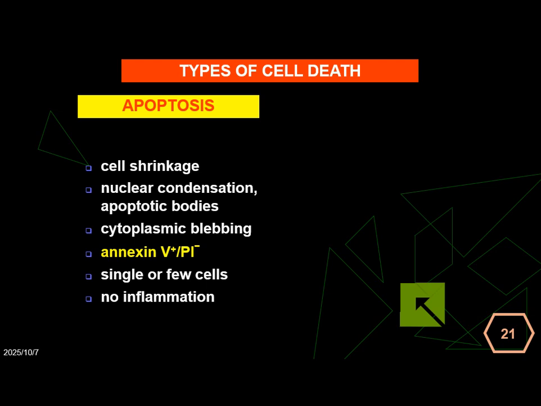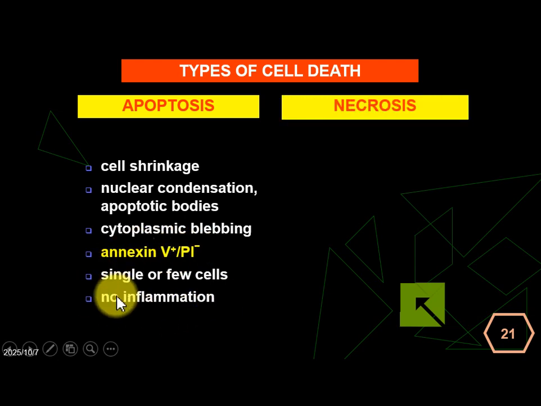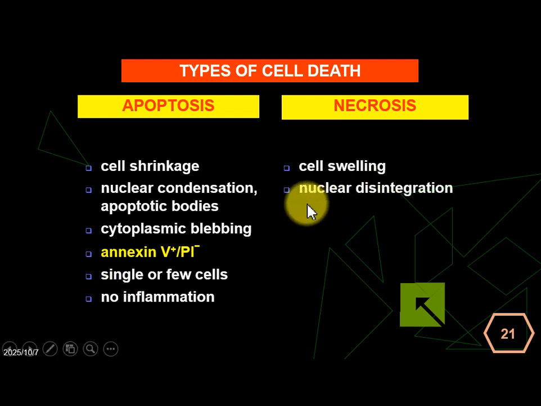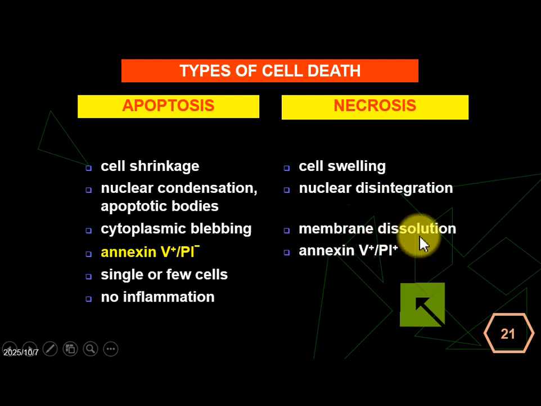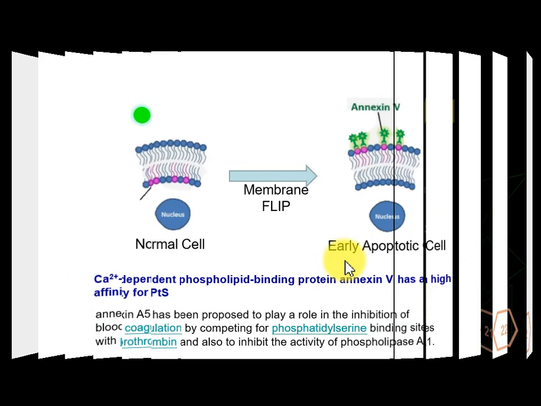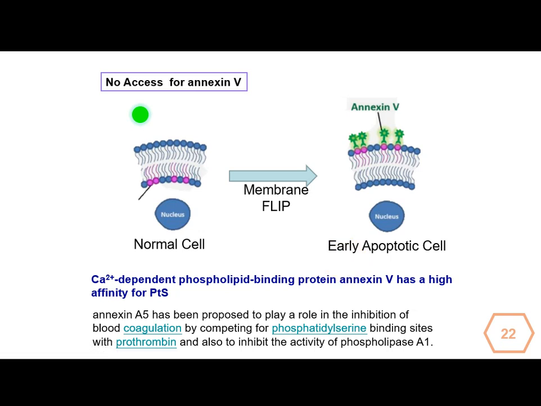So for apoptosis, you are looking at cell shrinking, nuclear condensation, appearance of apoptotic bodies and the blebbing, and annexin 5 and PI. I'll talk about this, and then no inflammation. For necrosis, the cell swells, nuclear disintegration, and then membrane dissolution. The annexin 5 and PI are all positive. So what is annexin 5? What is PI?